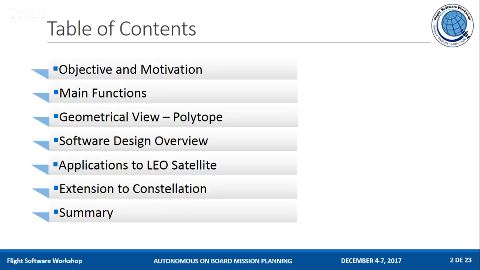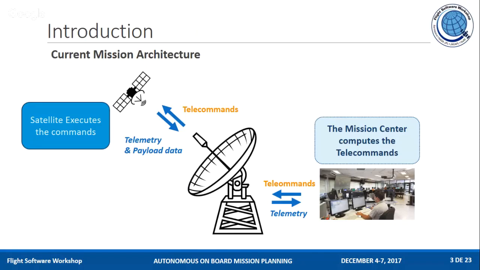Okay. Well, we are going to present an overview of a concept to change the way mission planning is done today. These are the sections of this presentation, and in particular, the application to LEO satellite and extension to constellation, those two sections are going to be presented by Roberto. Roberto is the person who started this work.